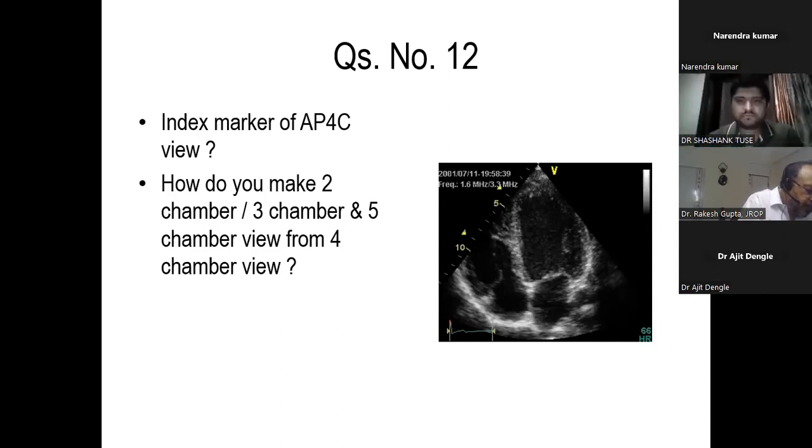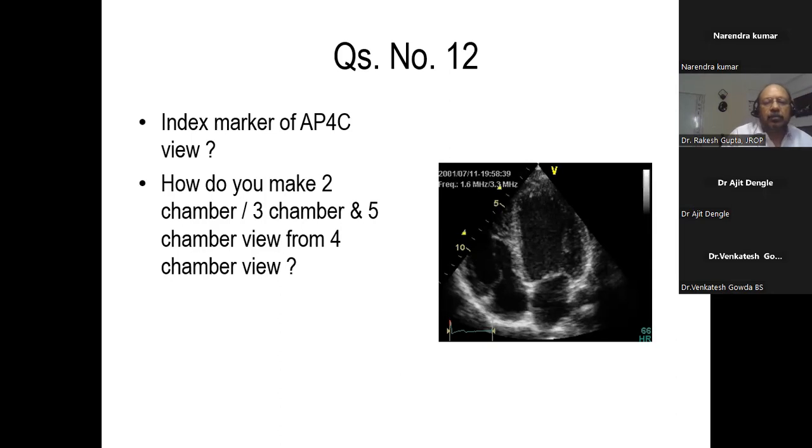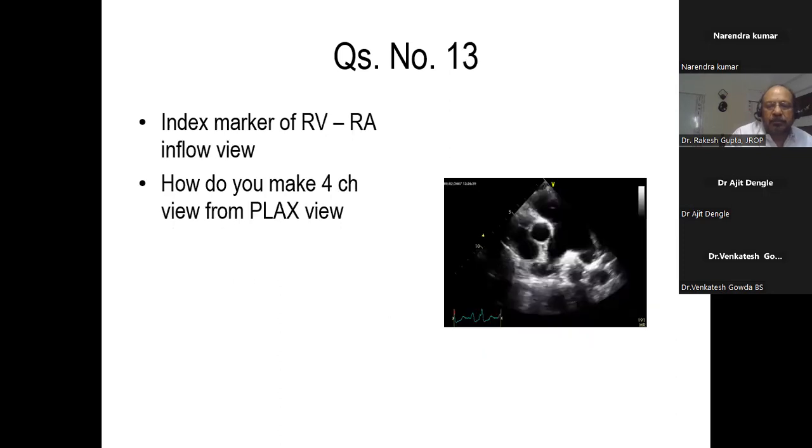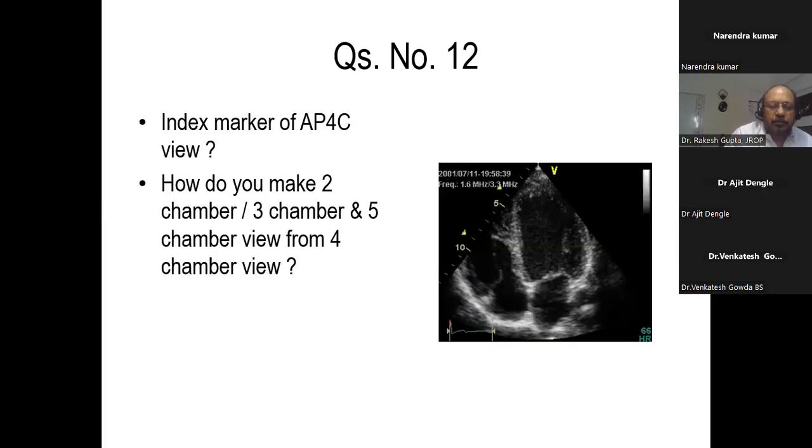So index marker for apical four-chamber view, we keep the probe at the apex, and the index marker should be facing at 3 o'clock position. And to make it 2-chamber and 3-chamber view, we rotate the probe counterclockwise for 2-chamber and 3-chamber view.